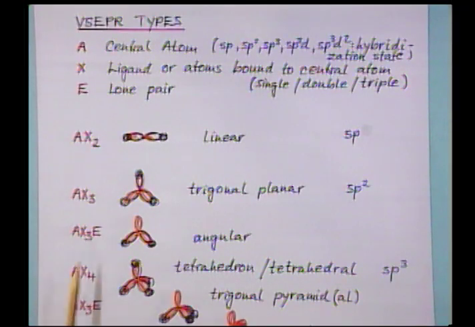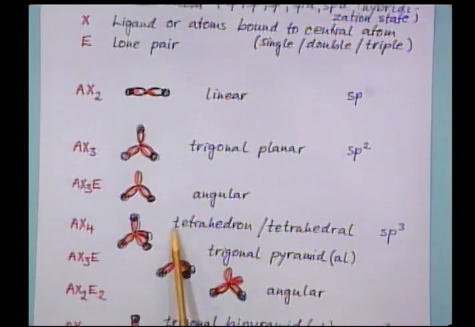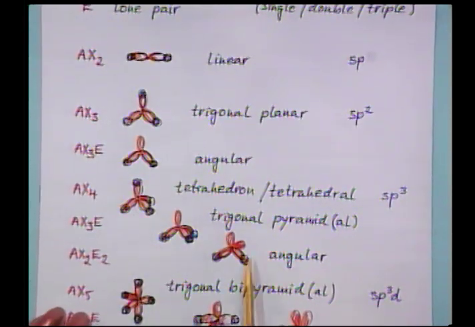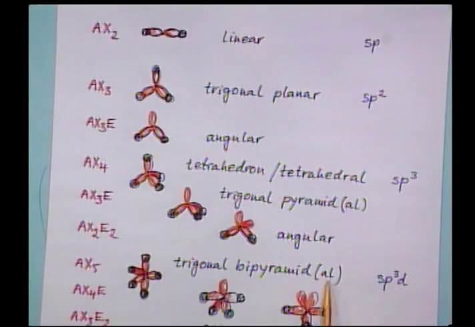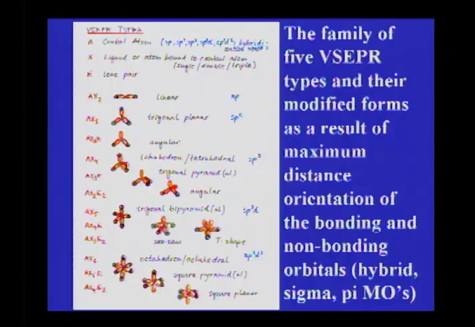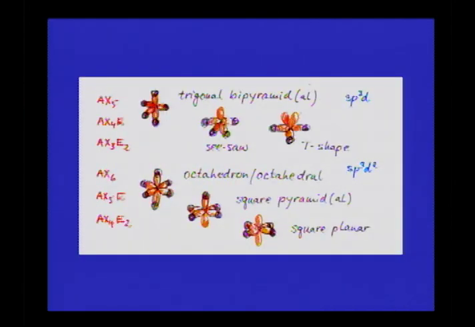And here we have an overview that you can always look at at a more leisurely time. These are the different VSEPR types. You see we have linear, trigonal planar, tetrahedral in the modified forms, trigonal bipyramidal, and octahedral that you will learn more about in future classes.